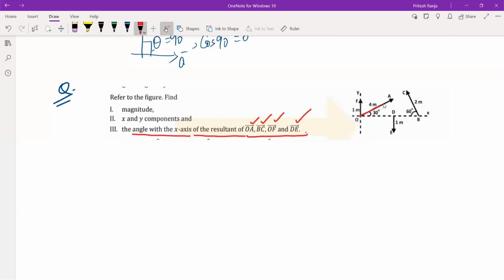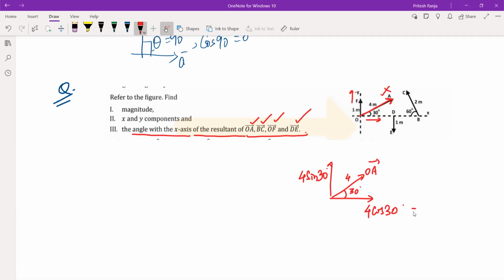So OA, this is of length 4 meters. How can we write this in vector form? Vector form हम I और J cap के साथ लिख सकते हैं, but to do that we have to project it along x and y. So if you observe OA vector, this is 4 meters at 30 degree. So its projection on this side will be 4 cos 30, and here it will be 4 sin 30.